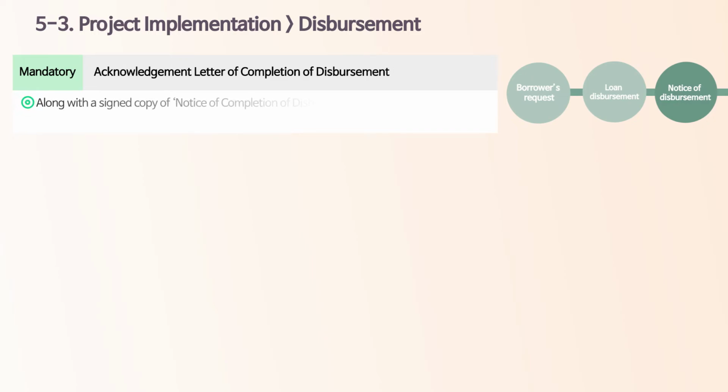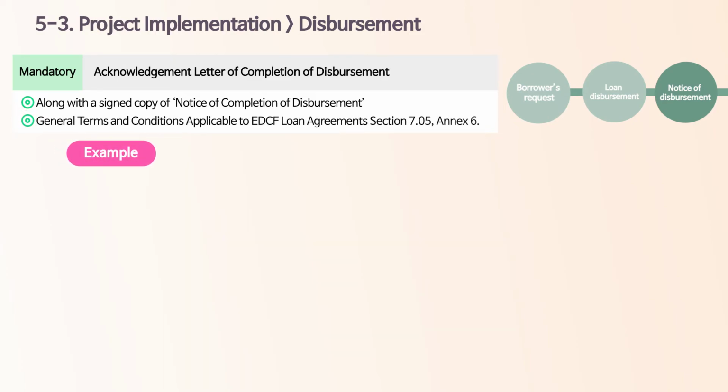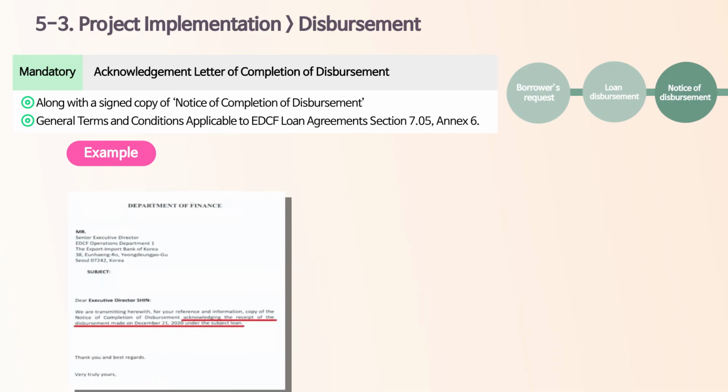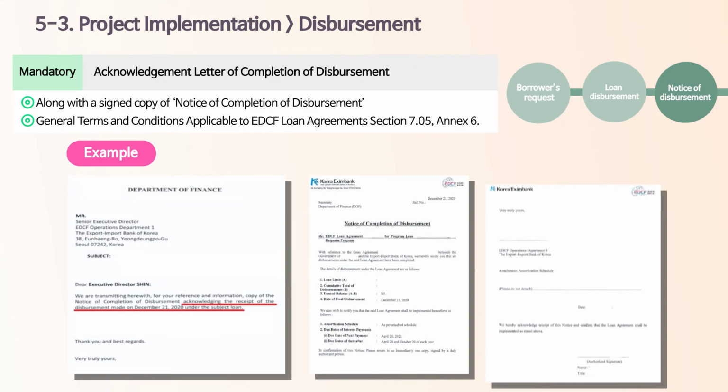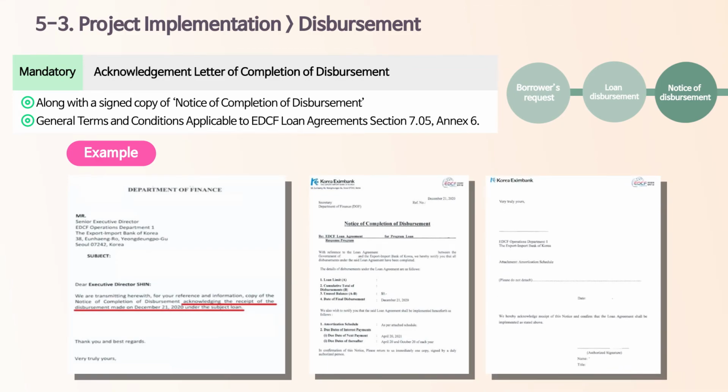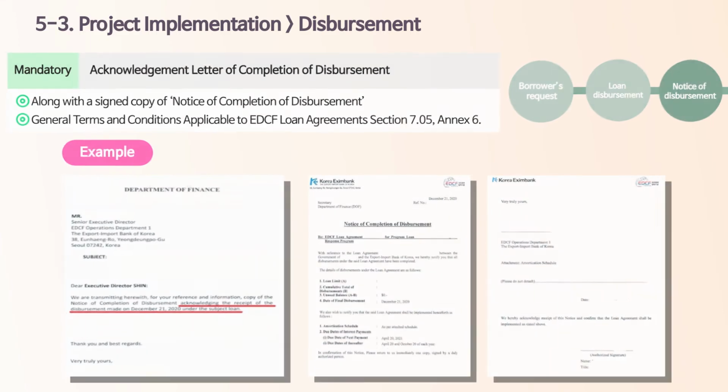Upon receipt of these documents, EDCF goes through internal procedure to make the disbursement, and after every disbursement sends notice of disbursement to the borrower. But, especially after the final disbursement, EDCF sends 2 copies of notice of completion of disbursement to the borrower. This notice states the cumulative total of disbursements along with a repayment schedule. Upon receipt of this notice, the borrower should cross-check the details of cumulative disbursements, sign it, and send 1 copy of it back to EDCF, along with an acknowledgement letter.